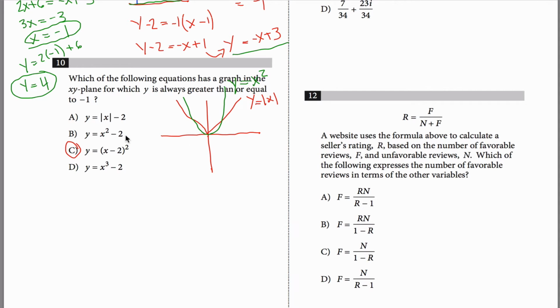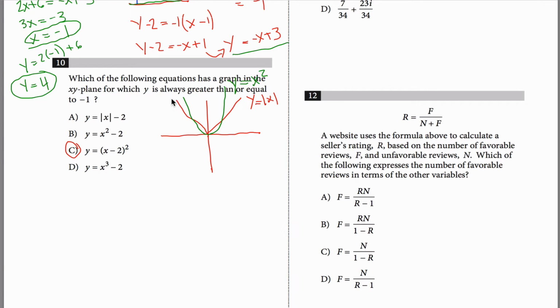So it makes sense that if you change the x coordinate like I'm doing here, you're going to move your graph left or right. If I change the y coordinate, if I change what happens after this thing is squared or absolute valued, like I do here and I do here, that's going to shift the graph up and down.